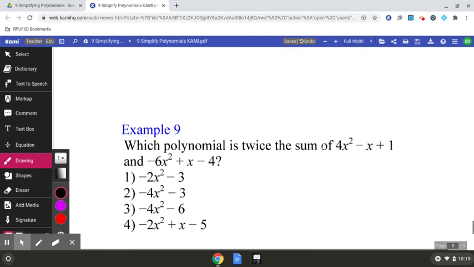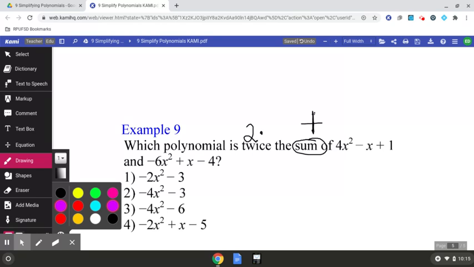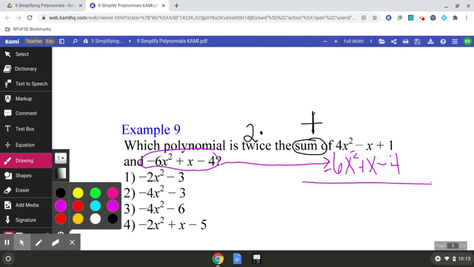All right, and then the last one just says which polynomial is twice, which means times 2, the sum, which just means we are going to add, of 4x squared minus x plus 1 and negative 6x squared plus x minus 4. So what I would do here is, I know I'm adding, so with like terms, you can just straight add. If I took this one and brought it underneath here, negative 6x squared plus x minus 4, now I can just add these straight down, and it becomes a little easier for me.